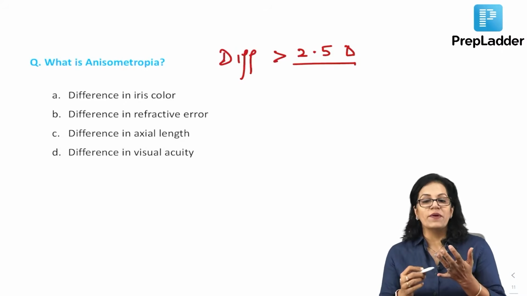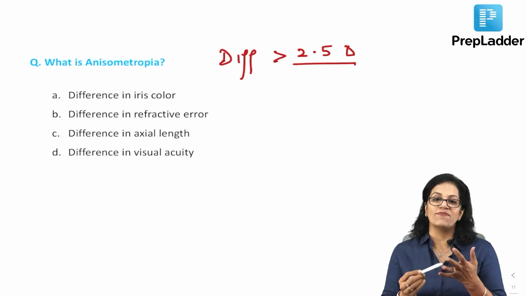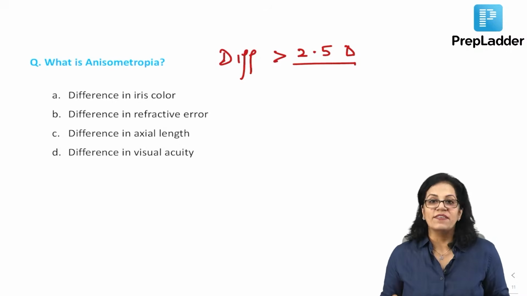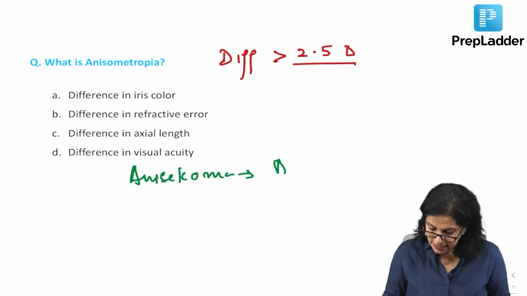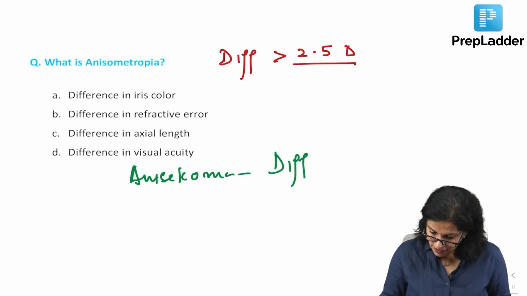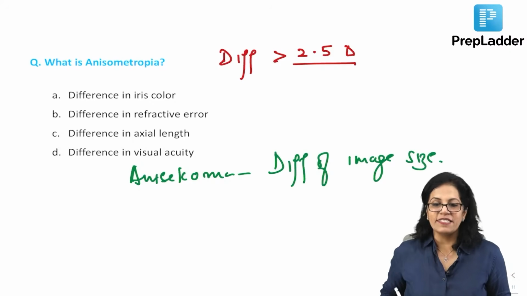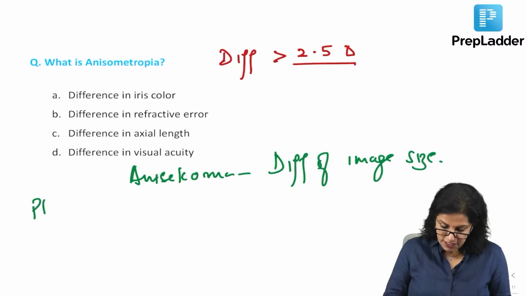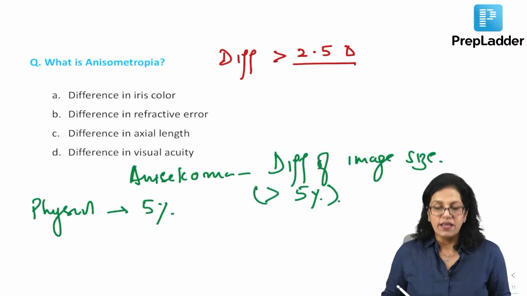If I talk very quickly with you all, anisometropia is one, then myopia, hypermetropia, astigmatism. What was the one more refractive error we have learned? Let's also revise that. What is aniseikonia? It is a difference of image size. Normally also we have a difference of image size. Do you all remember that? What is that physiological value? Physiologically we all have a difference of 5%. So anything more than 5% is what we call aniseikonia.